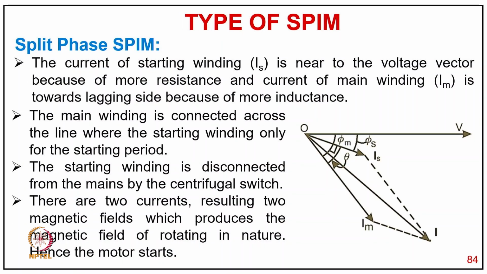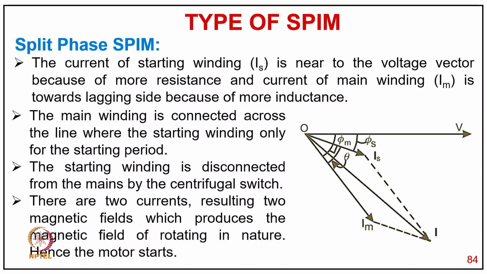Now you can see the phasor diagram. With respect to the voltage, you have two currents: the starting current IS, which has a small phase angle phi s, and the main winding current IM, which has angle phi m. The net current has an angle theta between the two currents, and another angle with respect to the voltage, for the net resultant current.